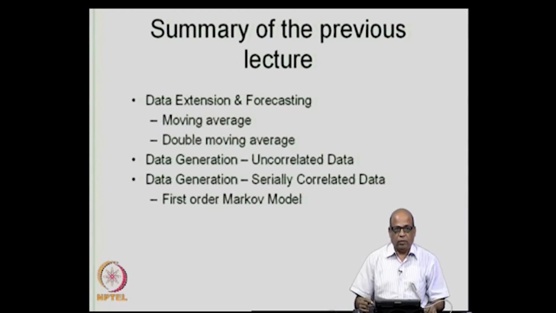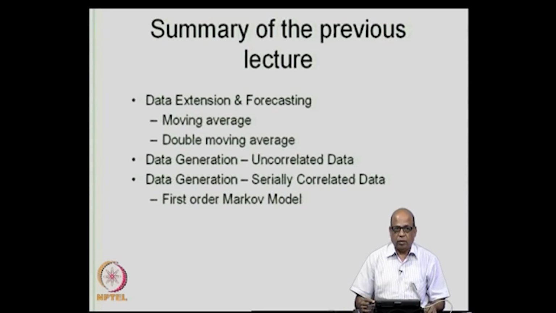Then we discussed the data generation methods. In one of the earlier lectures we had discussed data generation of uncorrelated data, where we use the distributions of the particular data and then generate data from that particular distribution by using the CDF and equating the CDF value to a uniformly distributed random number.